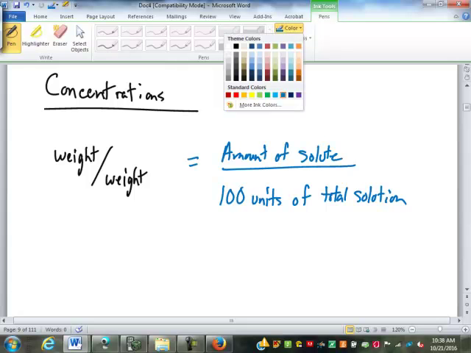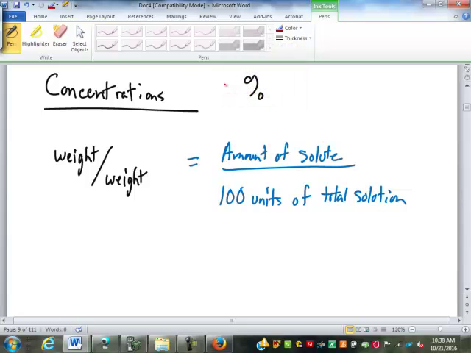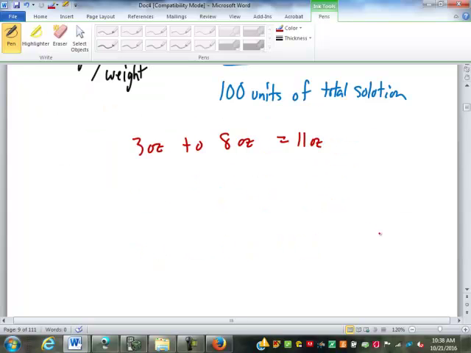Now, as I said, this is generally when we have a powder being put into a liquid, because when you put a powder into a liquid, volume is often not conserved, but weight is always conserved. If you add 3 ounces of a powder to 8 ounces of water, you're going to get 11 ounces, period. Weight is always conserved. On the other side, when you add a powder to a liquid, volume is many times not conserved.